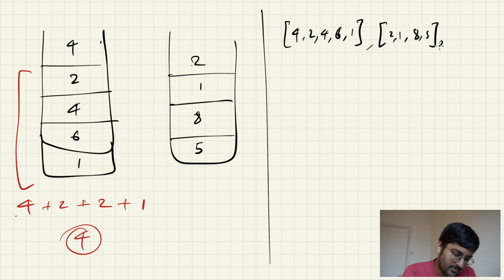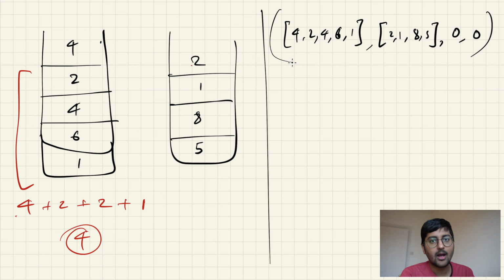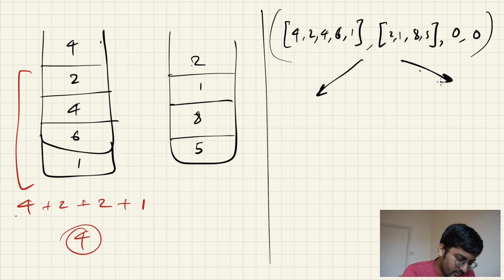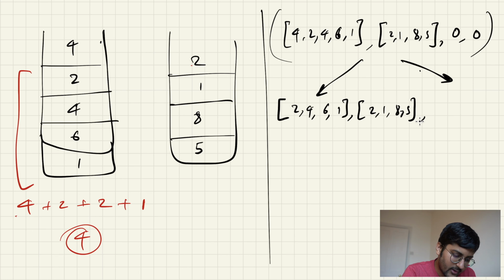You have to maintain a sum. Initially that sum is 0. Initially count is also 0, like how many items you have removed. There are two options here. I'm just brainstorming. Option number 1 is remove from A. If I remove from A, it will be left with 2 4 6 1. B will not be removed, so this will be 2 1 8 5. Sum will become 4, because I have removed 4, and count will be increased by 1. How many items have been removed? 1 item has been removed.